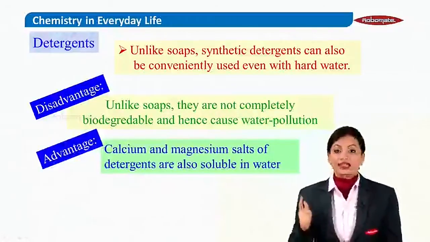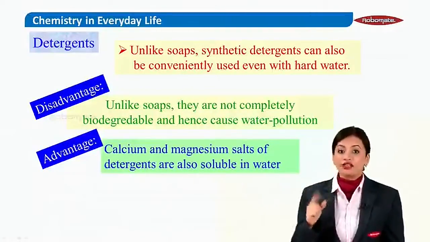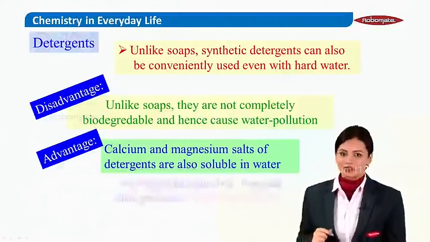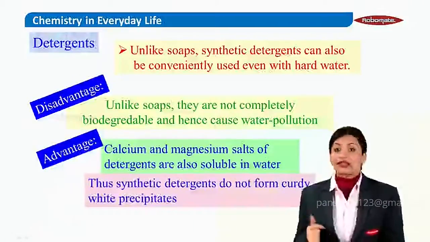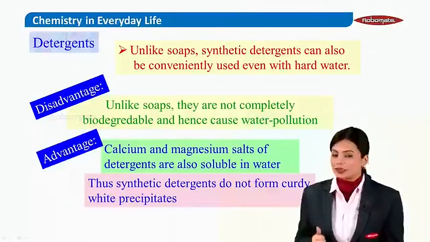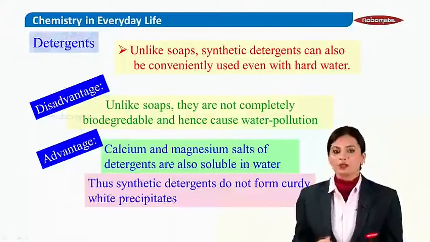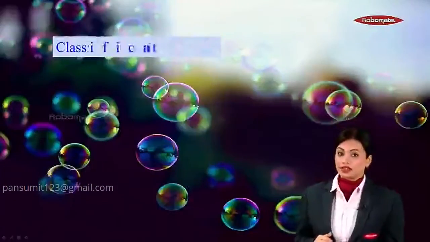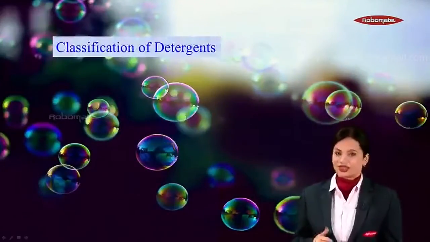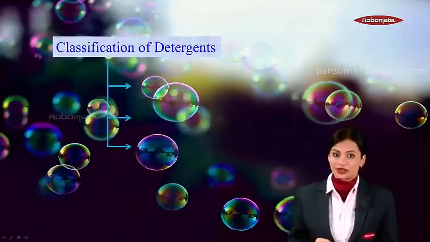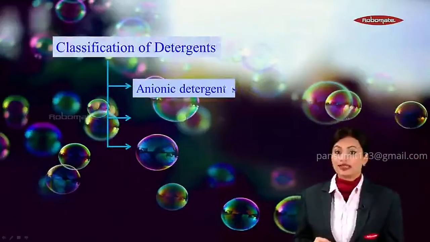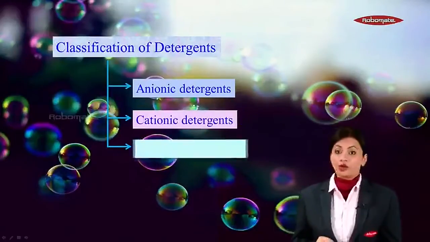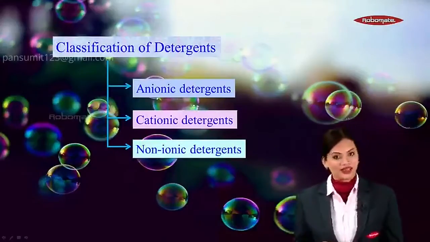So we see that calcium and magnesium salts of detergents are soluble in water, so we can easily use them in hard water. One more advantage is that they do not form curdy white precipitates, which was that gummy mass which soap used to form in hard water. Now children, let's come to the types of detergents. Classification of detergents. We see that there are three types of detergents. The first type of detergent is called an anionic detergent. The second is a cationic detergent, followed by the third type, which is a non-ionic detergent.